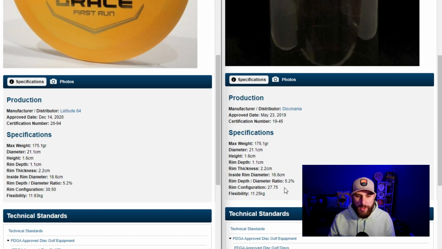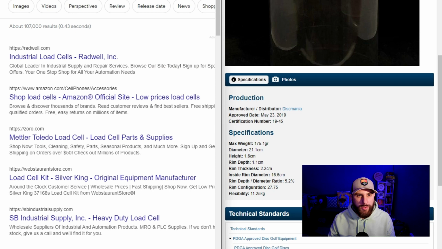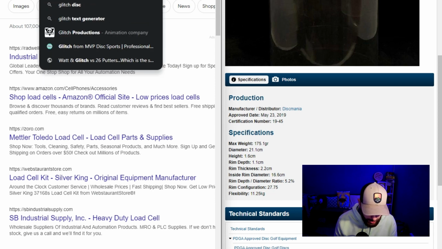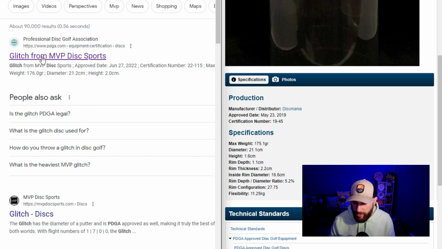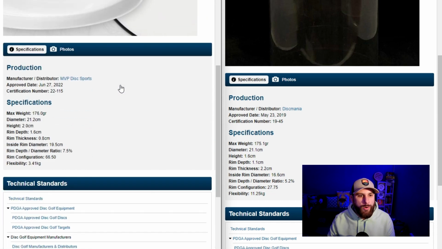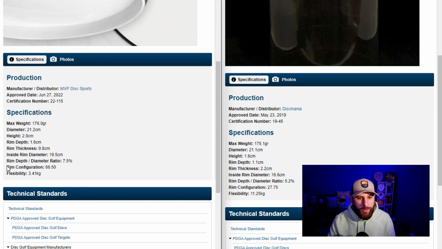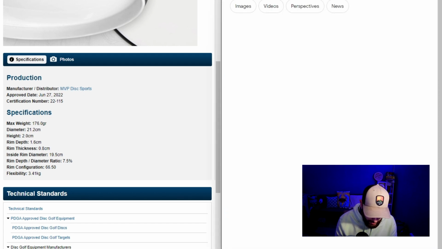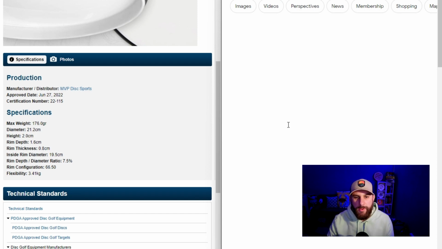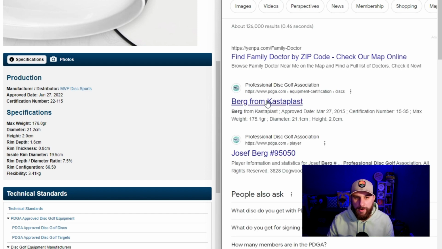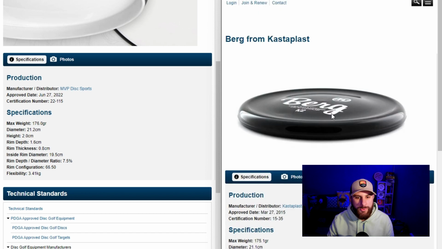So we have the Enigma over here, and we got the rim configuration of a 27.7. Just for fun, let's pull up the Glitch, because we know that's like a blunt edge. And so if you take a look at the rim configuration here, it's a 66.5 compared to a 27.75. And just for fun, we'll pull up the Berg, and we'll compare the Berg to the Glitch.